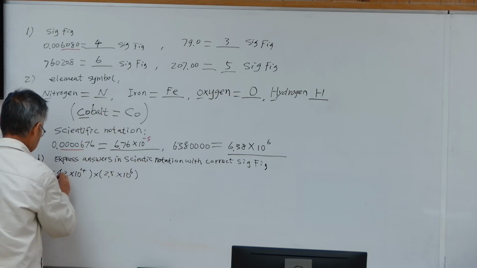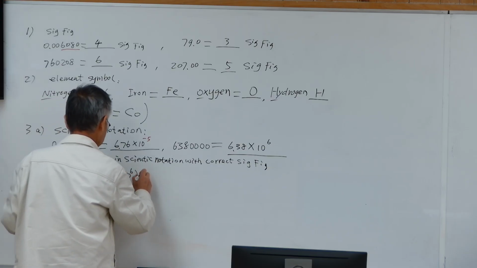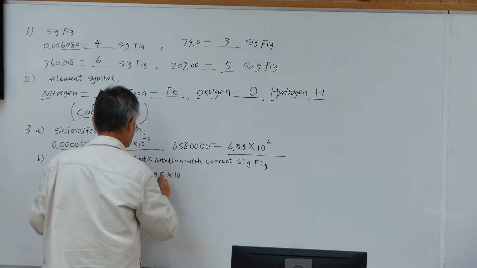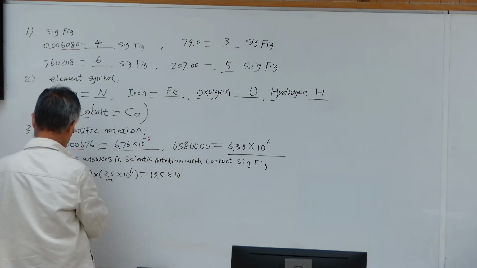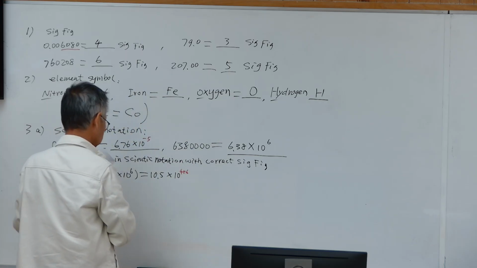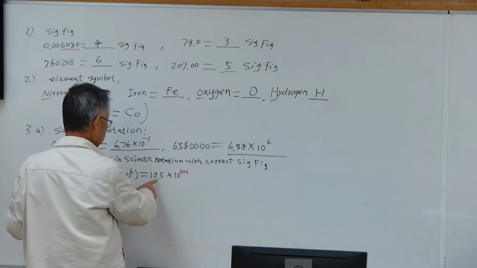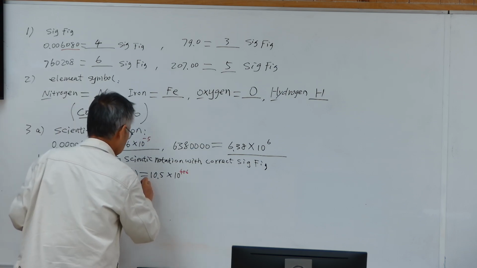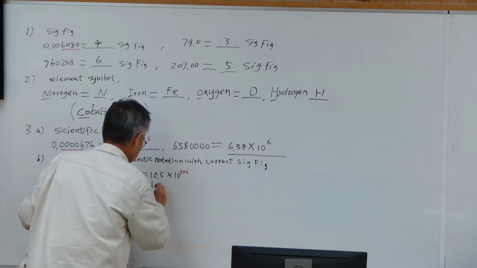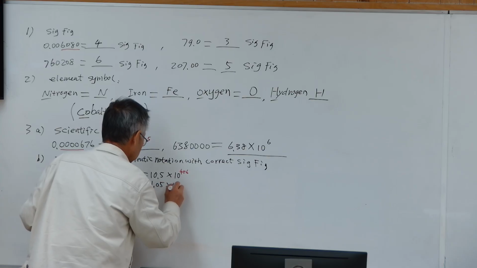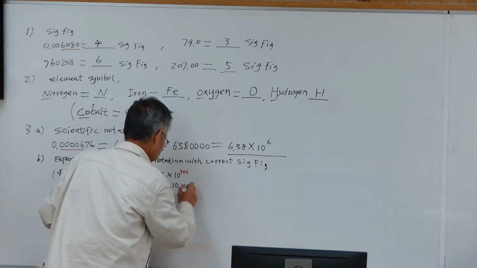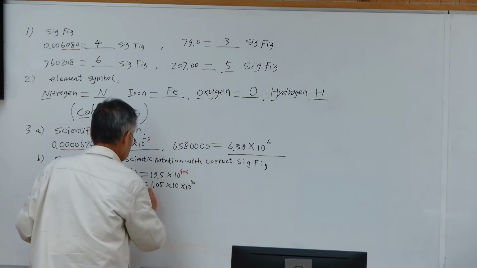So use your calculator, 4.2 times 2.5 will be 10.5. And the exponent is 4 plus 6. For multiplication, the exponents add. Since this number is greater than 10, we move 1 decimal place and it becomes 1.05. Moving 1 decimal place means you have 10 to the 1. And this is 10 to the 10.